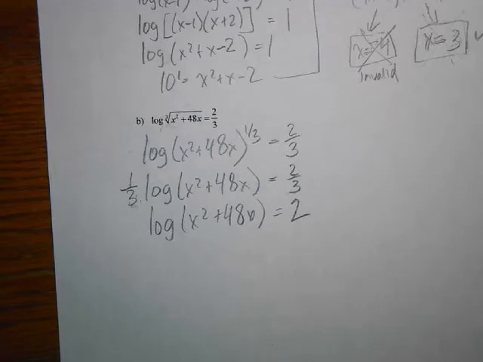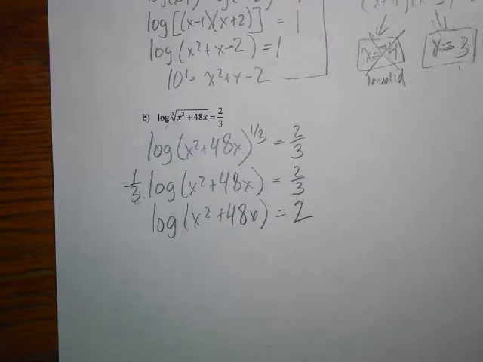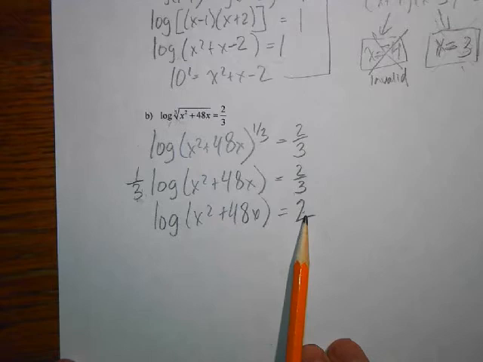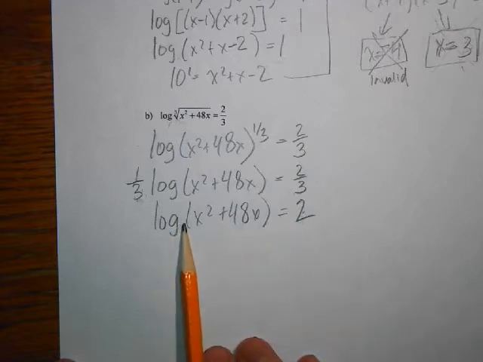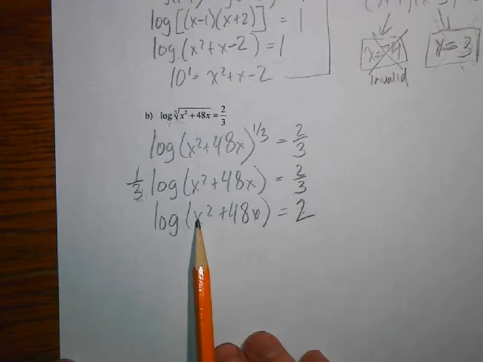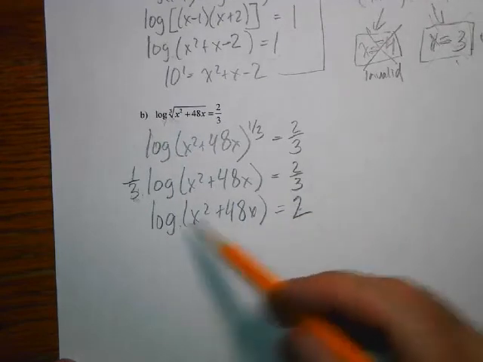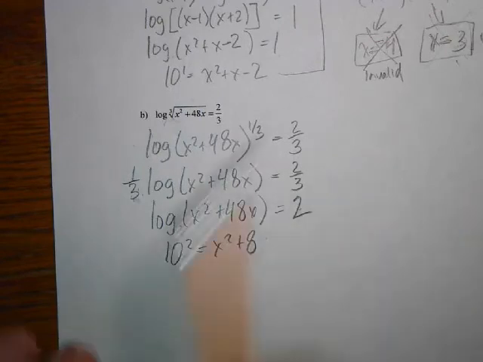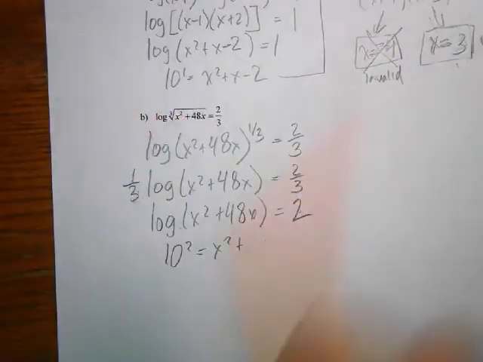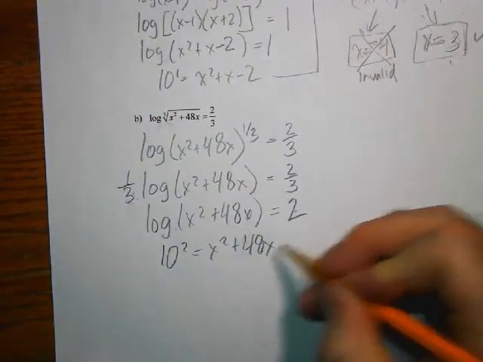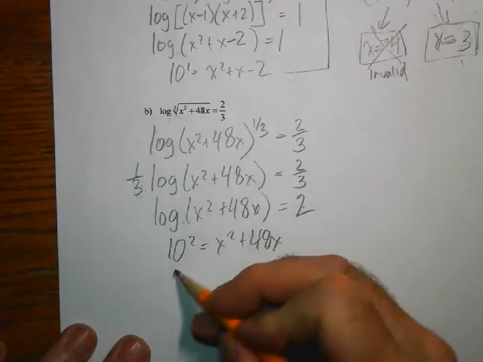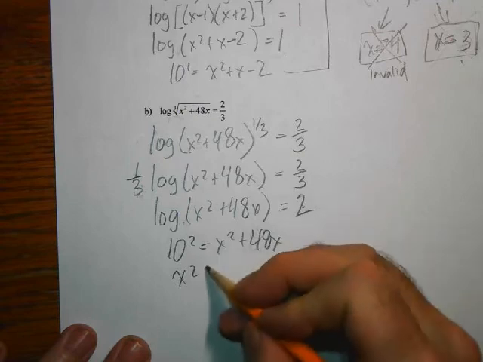Okay, so when we get to this point, it might not be a bad idea to change this into exponential form. I've got my exponent. My exponent's 2, my base is 10, and my result is x squared plus 48x. So that means 10 squared is equal to x squared plus 48x. Obviously 10 squared is 100, so I can get that over to one side, and I've got a quadratic.